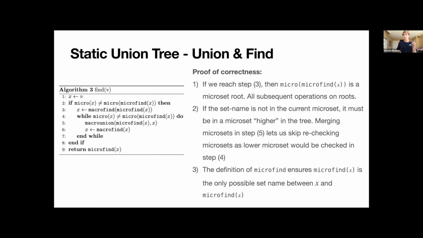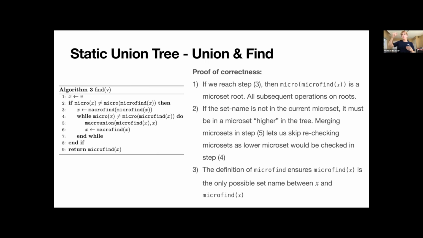So if we reach step 3, that means there is no set name within the current microset. So we need to start looking at microsets higher in the tree. And so we establish this X value once we hit step 3 to always be a microset root. That way we can use these macroset operations to jump around to different microsets and then look inside of each microset. As we're going up the microsets, as we're looking up the tree, if we've already started at some path and we're looking up the path, right? Then there's no sense in rechecking every single microset along the path that we've already checked.